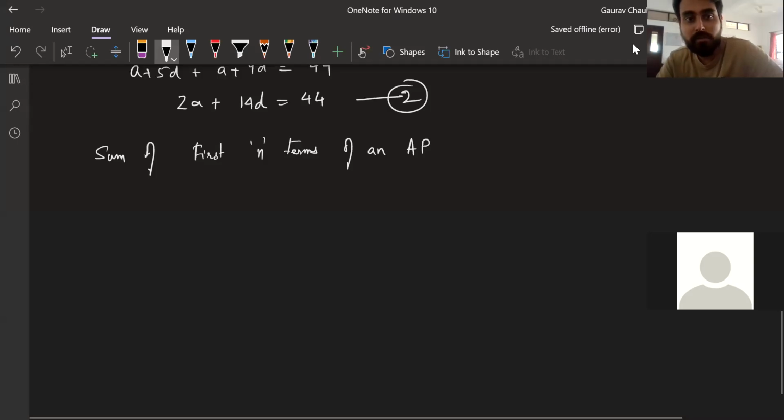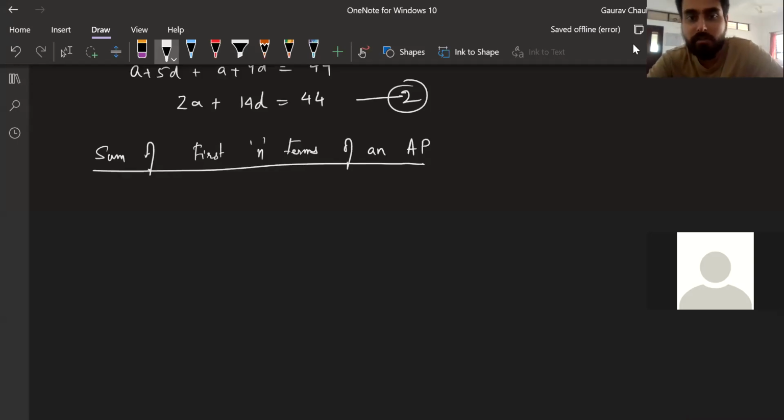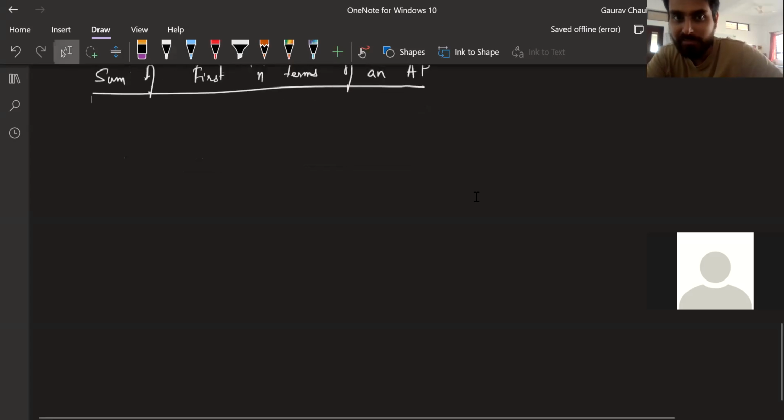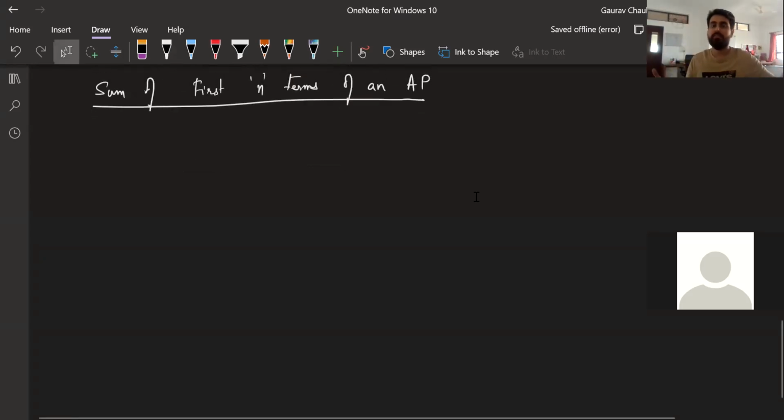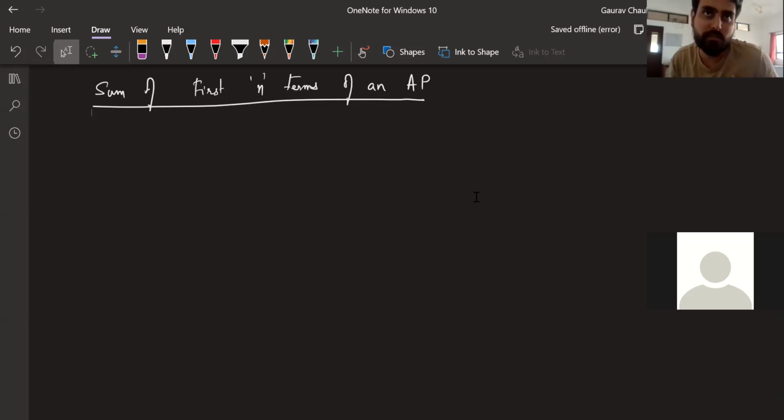Okay, this is our heading: sum of first n terms of an AP. This is kind of the last topic in this chapter, but it has a few formulae, a few different ways of approaching it, and some interesting results, which will bring us to the last exercise. But yes, I want to write this as the heading.